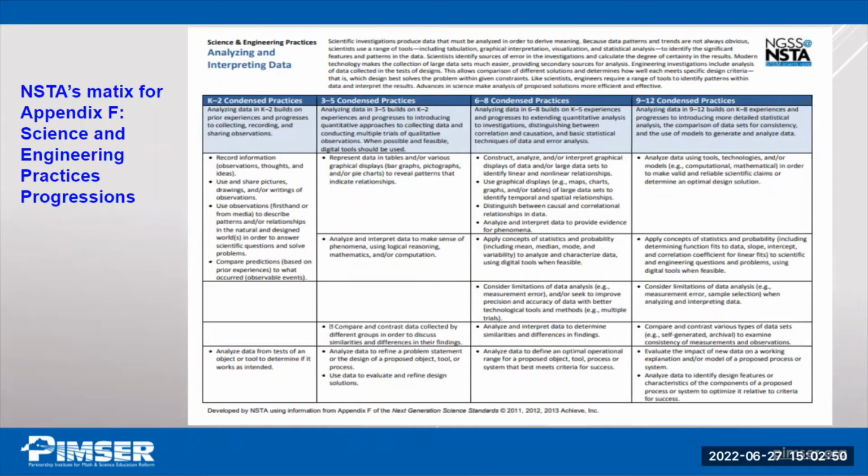This progression can also help me see if I'm using grade band appropriate techniques of analysis. And if I don't feel that my students are ready for that, I can look at the previous grade band to see what missing skills I may need to address.